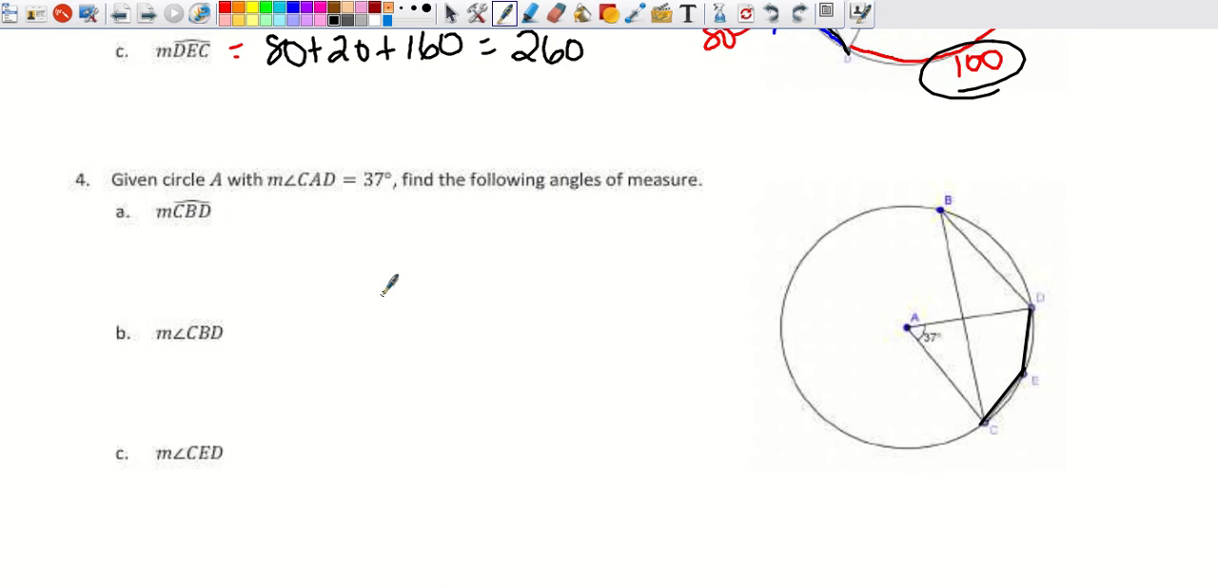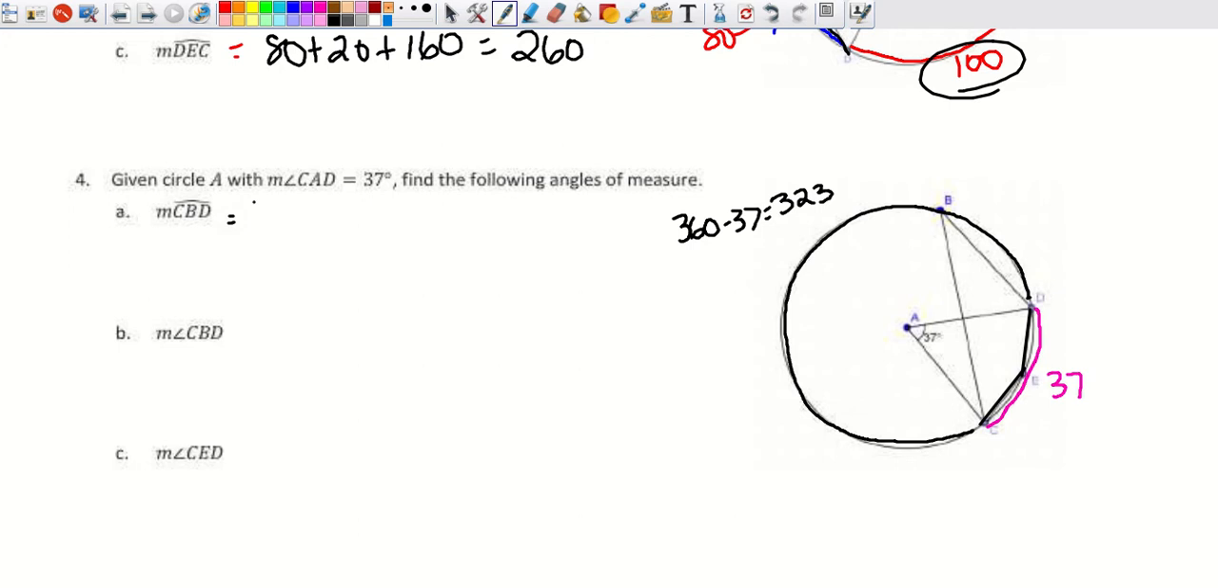For number 4, angle CAD is 37, okay? So CAD is going to form this arc right here. So this arc is going to be 37 degrees as well. This arc going all the way around here is basically the difference between that and 360. So 360 minus 37 is equal to 323. And that's the measure of arc CBD.